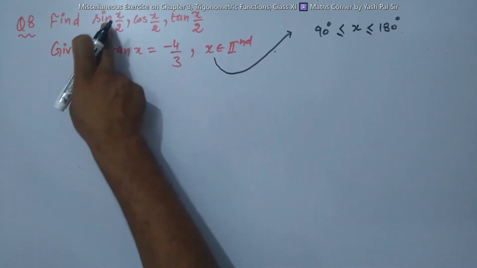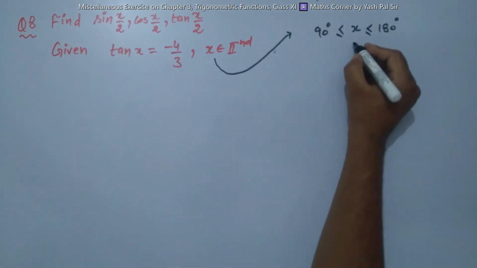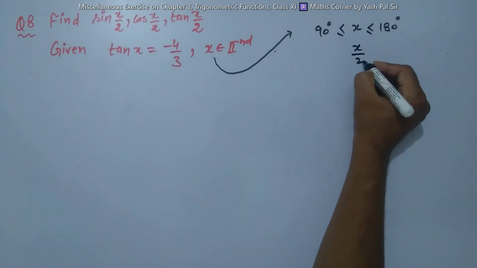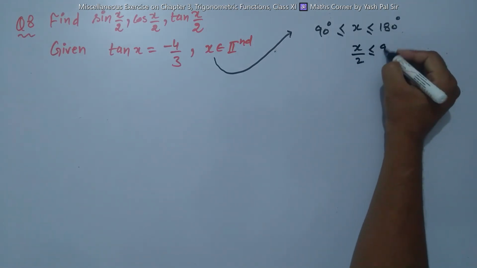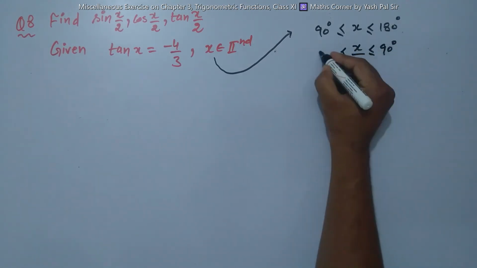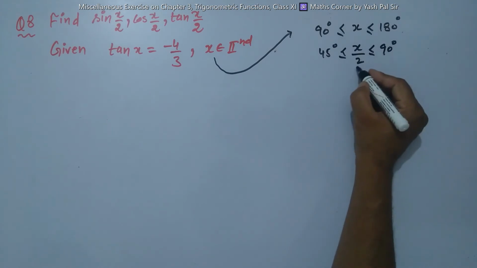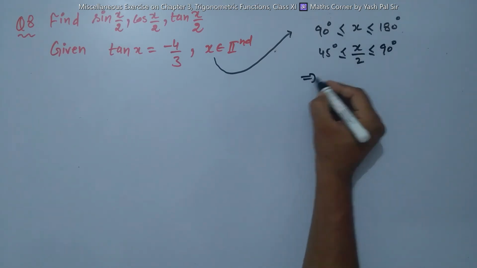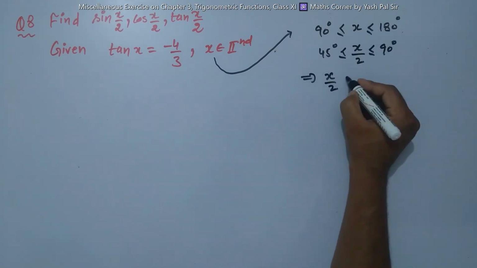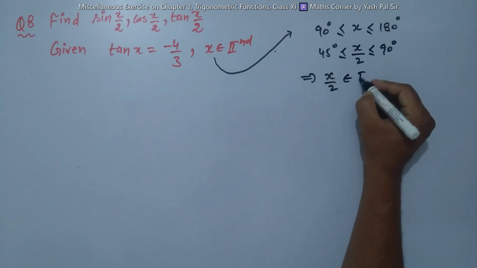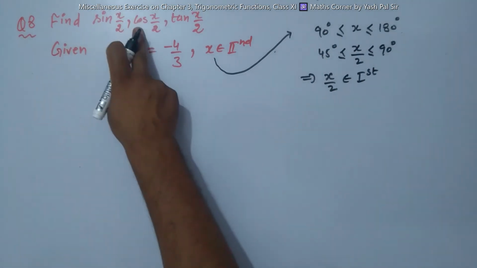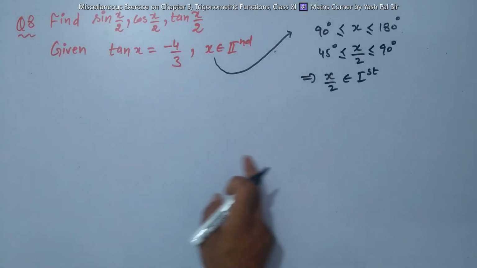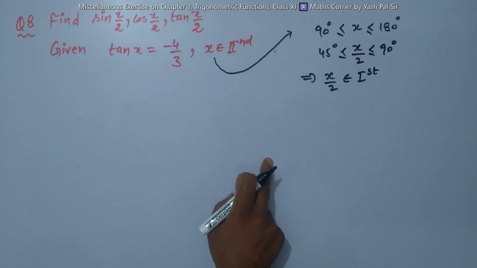We are required to find the value of x upon 2. So dividing both sides throughout by 2, this becomes 90 degrees and 45 degrees. What does this mean? This means x by 2 lies in the first quadrant. That means sin x by 2, cos x by 2, tangent x by 2 are all positive.